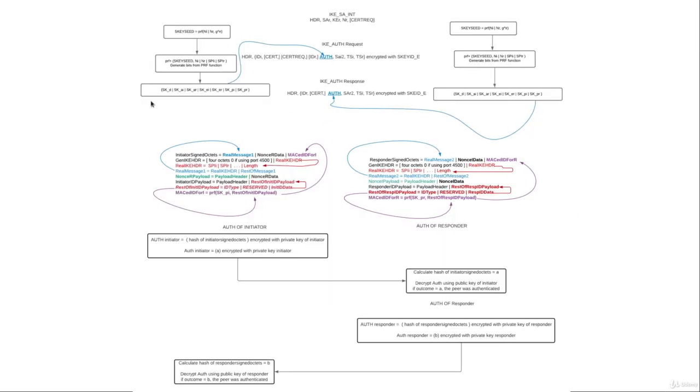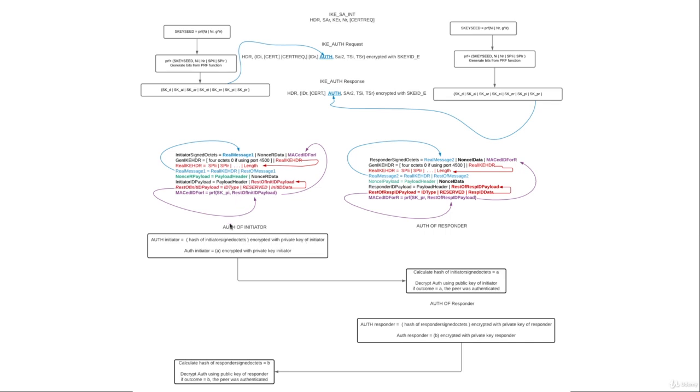Now let's go back to the topic of our discussion. In the previous lecture we understood how the two sides generate a signed octets output. The initiator and the responder are able to calculate the other side's signed octets, meaning that the initiator is able to calculate responder signed octets and the responder is able to calculate the initiator signed octets. Now, the difference between pre-shared key and certificate authentication is that each side hashes the signed octets and encrypts using its own private key.